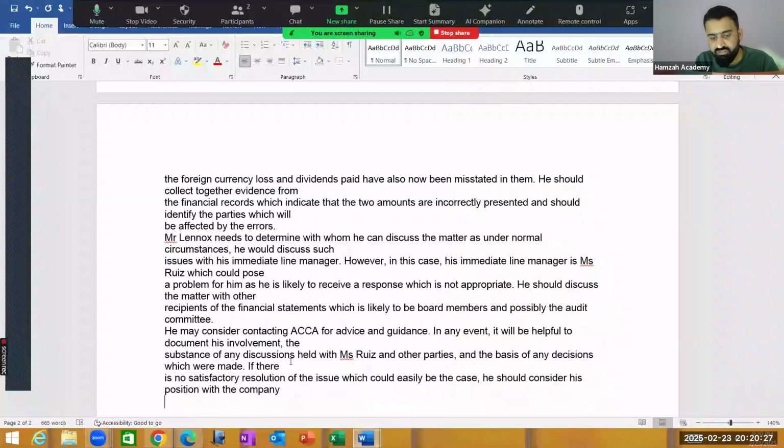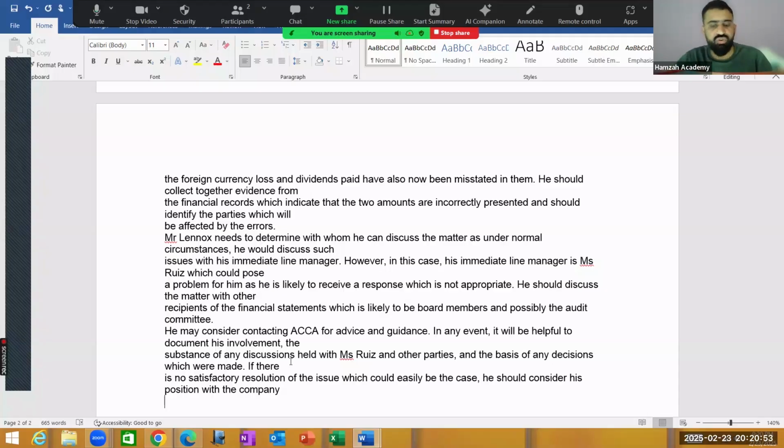In any event, it will be helpful to document his involvement, the substance of any discussion held with Ms. Ruiz and other parties, and the basis of any decisions which were made. If there is no satisfactory resolution of the issue, which could easily be the case, he should consider his position with the company. That means he should consider resigning from the company.